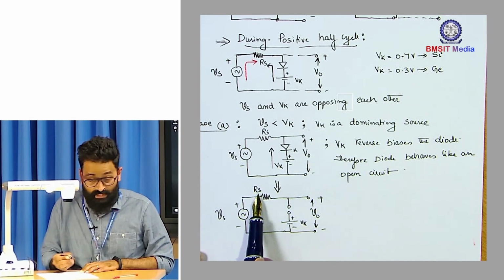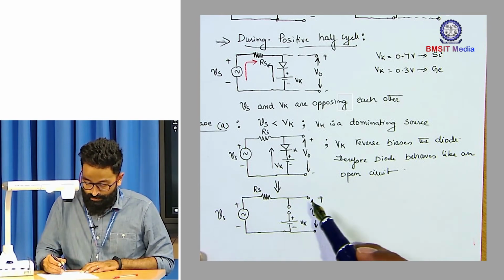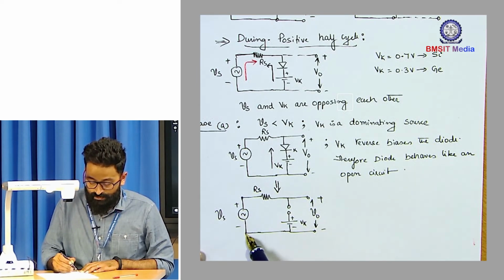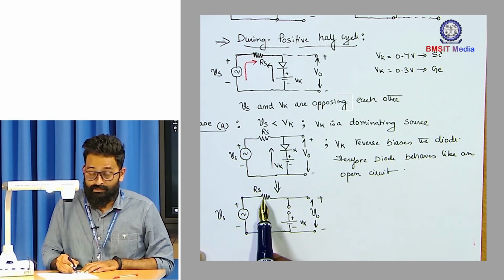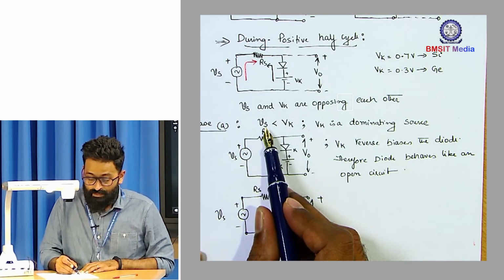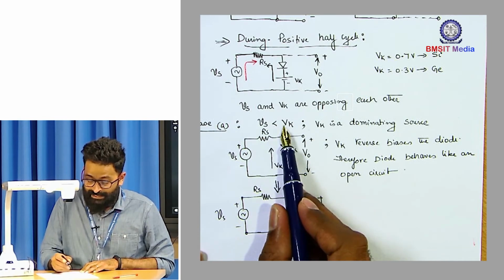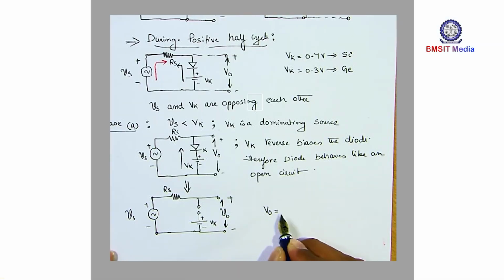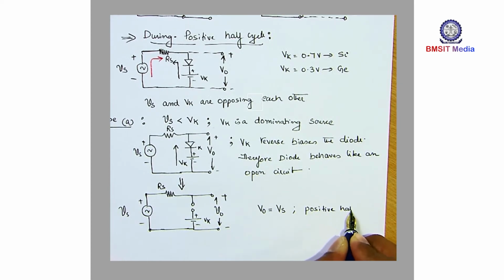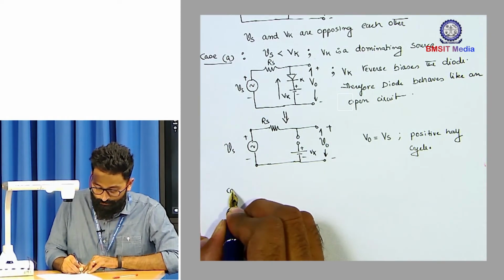So, yes, it is an open circuit situation. The voltage across Rs is 0, and the output voltage V0 is as good as measuring the voltage across the source, because the voltage across Rs is 0. So for the first condition, wherein the input source Vs is less than Vk, the output is equal to Vs. The output is nothing but the positive half cycle. Now let us consider case B.